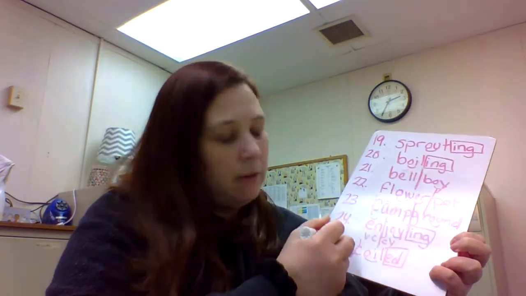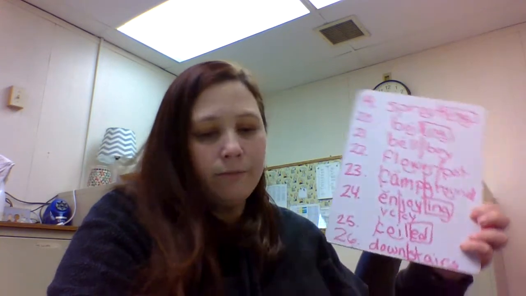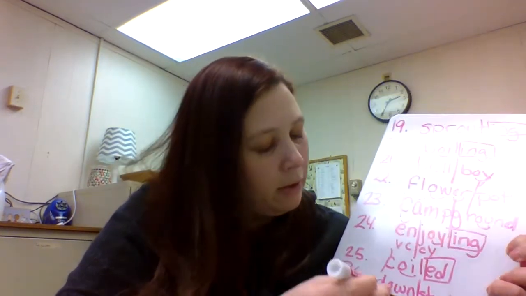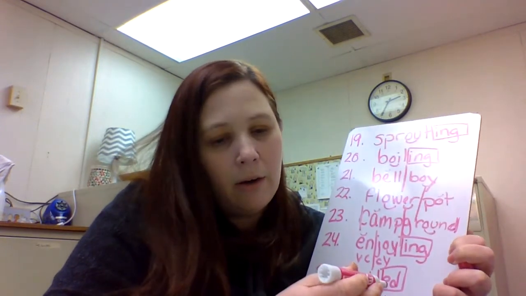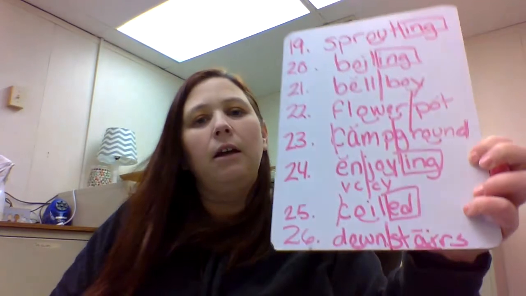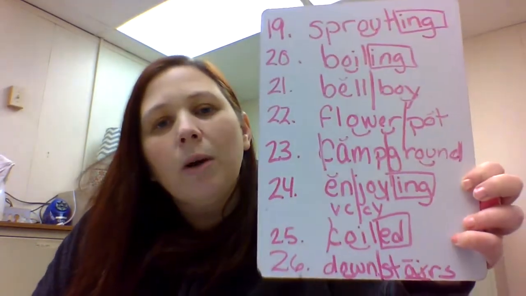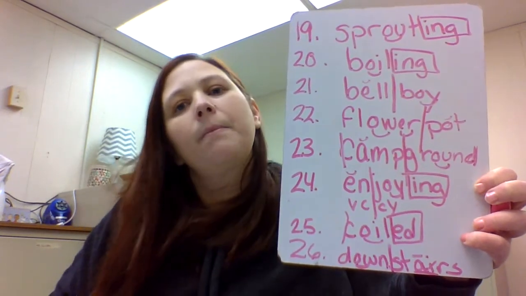And last, 26, downstairs. This is a combination word as well, down and stairs. So we draw a line between down and stairs. Our OW gets the arc diphthong, and our AI is underlined. Mark off the I, and the A gets a macron. Make sure you have all of this written down before I erase.